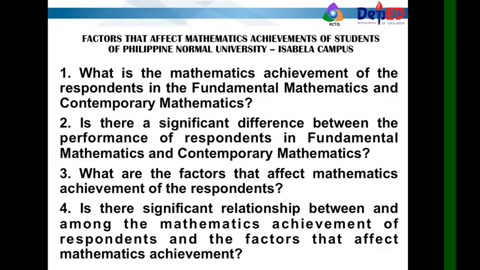So, tignan natin ngayon yung mga tanong na yon. Ano kaya ang mga tanong na ginamit niya para ma-determine yung mga factors na nakaka-affect ng mathematics achievement ng mga estudyante sa Philippine Normal University. Number 1, what is the mathematics achievement of the respondents in the fundamental mathematics and contemporary mathematics? So, una niyang tanong is, what is the achievement? Ibig sabihin, hinanap niya yung achievement ng mga bata.